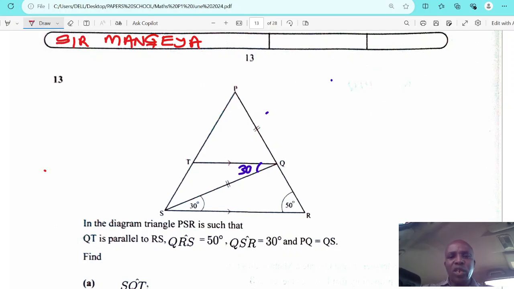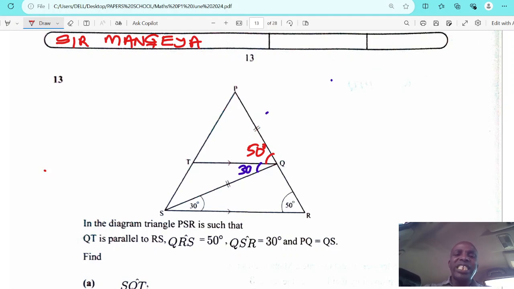That is PQT. This one is 50 degrees. Reason: these are corresponding angles. One is inside, the other one is outside the parallel lines. They are corresponding angles, they are equal. Sometimes they are also part of the F angles. Right? So they are equal.